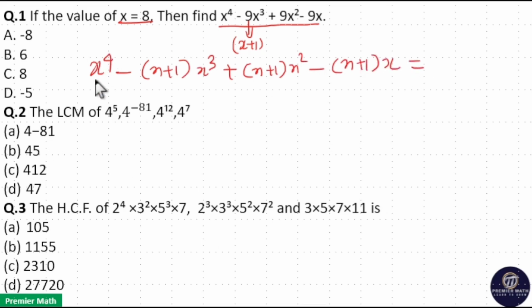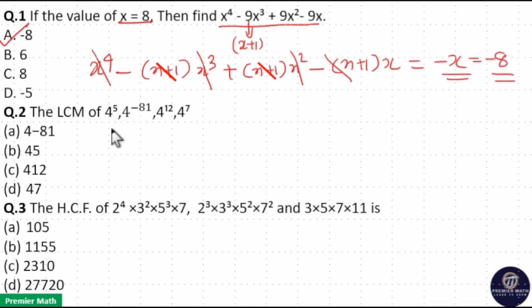Now if you look at this, this is x raised to 4 and this is minus x into x cube, which is equal to minus x raised to 4. So x raised to 4 and minus x raised to 4 cancel, and remaining you have minus x cube here. So minus x cube and here you have plus x cube. So minus x cube plus x cube cancel, remaining you have plus x square. So here plus x square and here minus x square. So that also cancels. Remaining you have minus x. Minus x means, x is equal to 8, so minus 8. Option A is your answer.